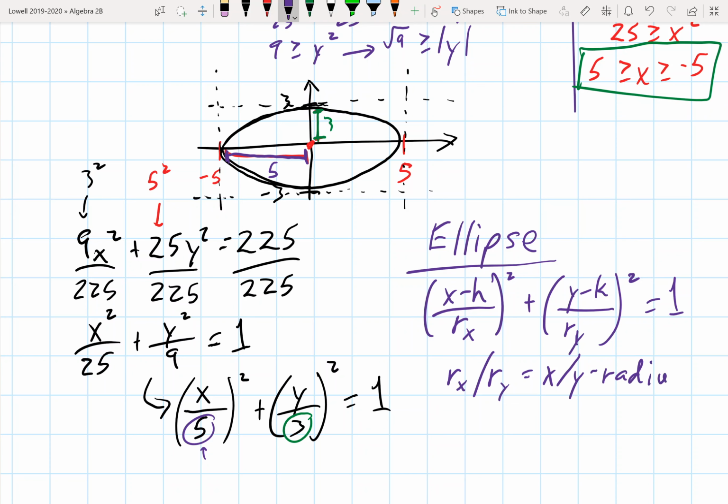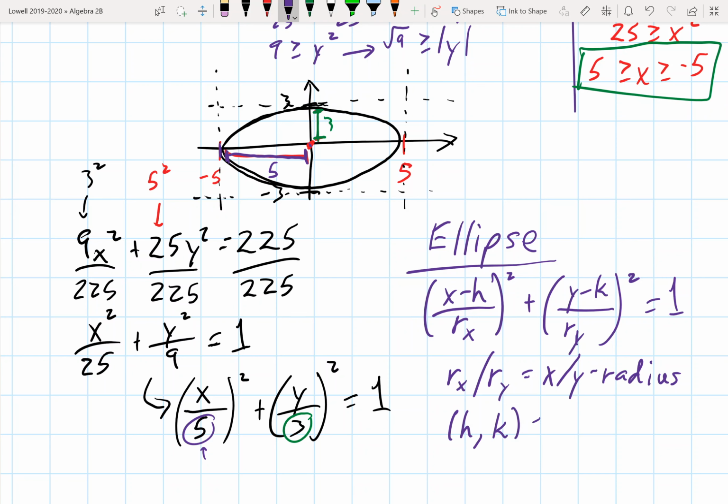And by the radius, what I mean is from the center straight out in the x direction, how far until you reach what we can think of as one of the vertices of the ellipse. And likewise for the y direction. That's what we mean by radius. And also, (h, k) is the center.